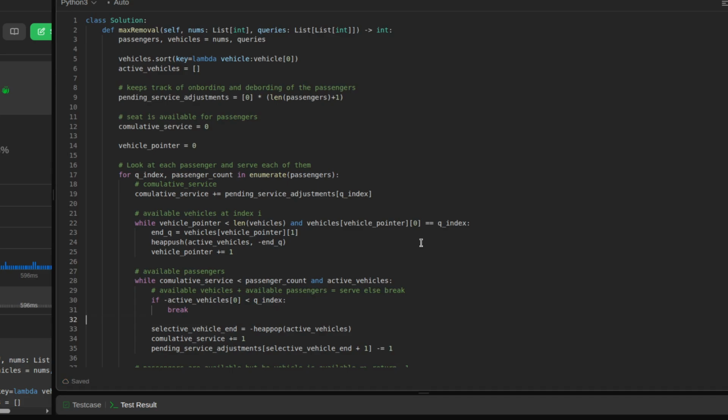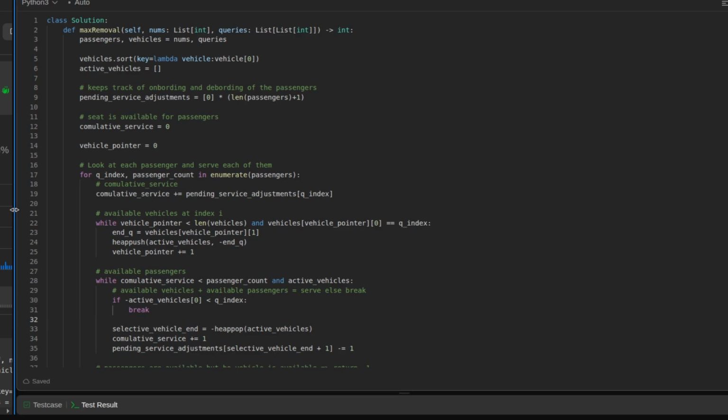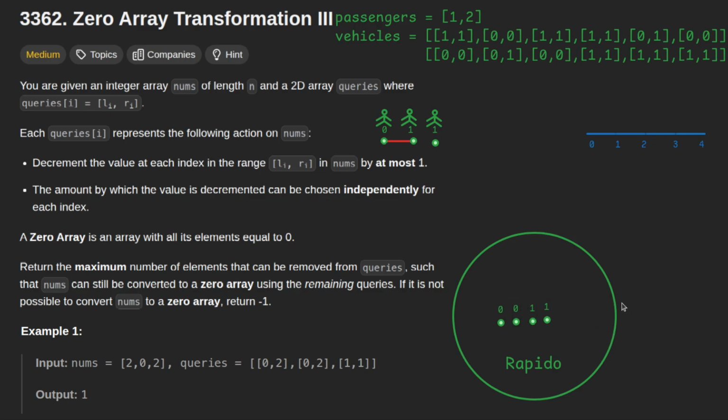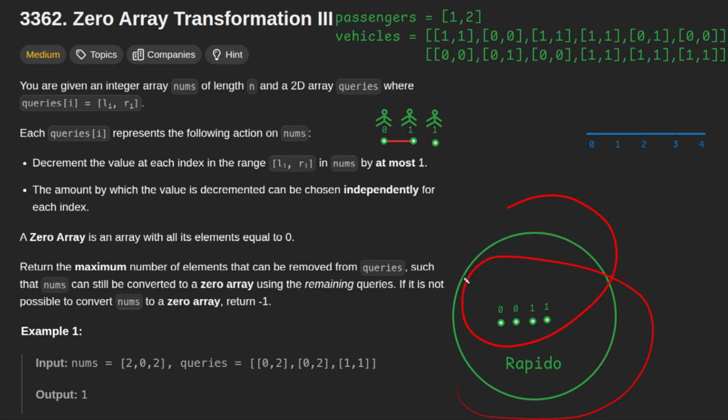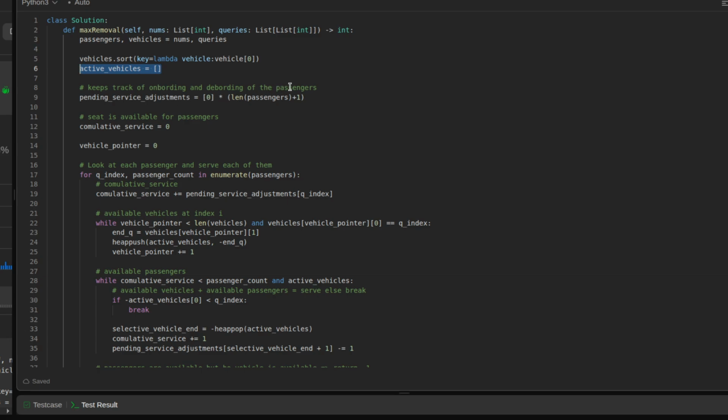So in a broader view, I just want to go through once again, so that you understood it well. I have vehicles sorted in order of their starting sector, which sector they want to serve. I need active vehicles at Rapido. That means inside this Rapido, I need to have active vehicles, all the active vehicles here. Now next thing is pending service adjustments.